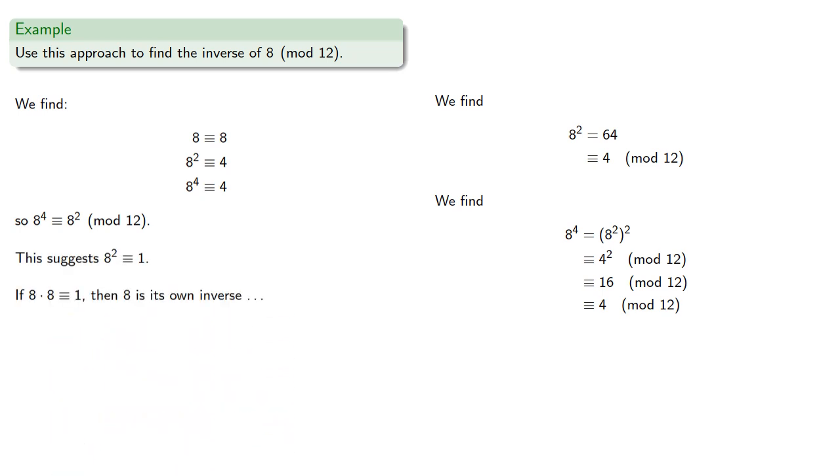Since this means 8 times 8 is congruent to 1, then 8 is its own inverse. Except when we check it, we find that 8 times 8 is, well, that's just 8 squared, and we already determined that was congruent to 4. So what happened? We'll take a look at that next.